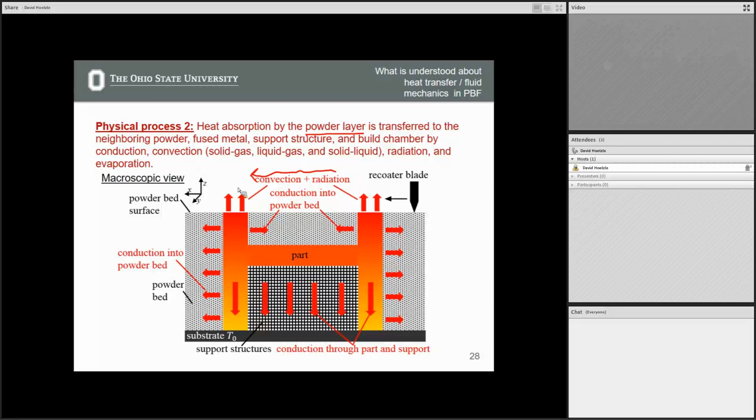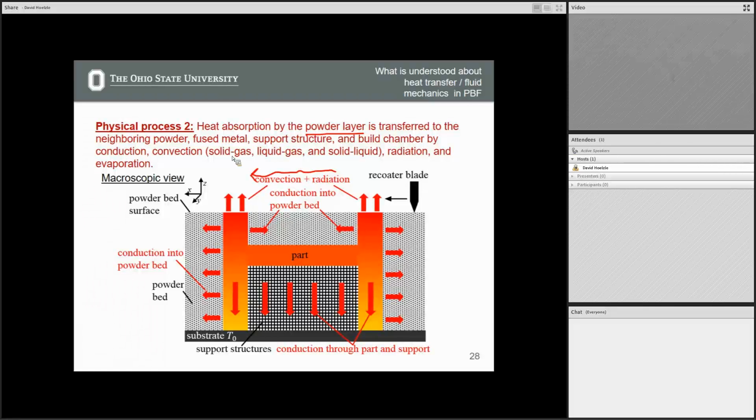The other one is that you have radiation. So that's either radiation because you don't have complete coupling of the laser, there's an inefficiency factor less than 1, light reflecting off that, or just simply the fact that this top surface of this part is hot and the build chamber is colder, right? So we know that we get radiative heat transfer when you have a temperature gradient, right? So we're going to have radiation into the build chamber as well.